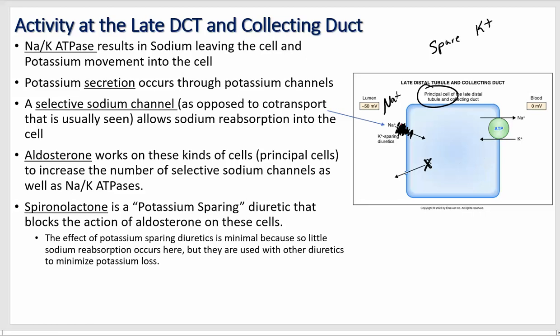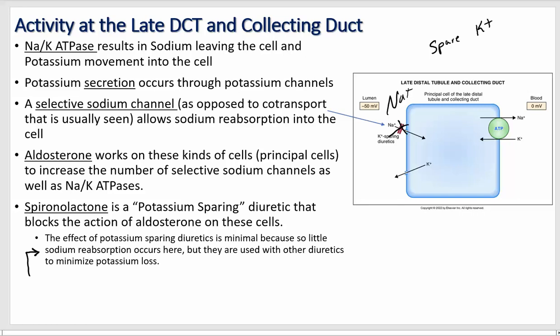Remember I said that earlier, when we were talking about how aldosterone has its effect, that aldosterone increases the sodium-potassium ATPases, but it also can increase these sodium channels. So spironolactone is a potassium-sparing diuretic that blocks the action of the aldosterone on these cells. It's preventing that sodium from being reabsorbed, and now we're losing sodium and not potassium.